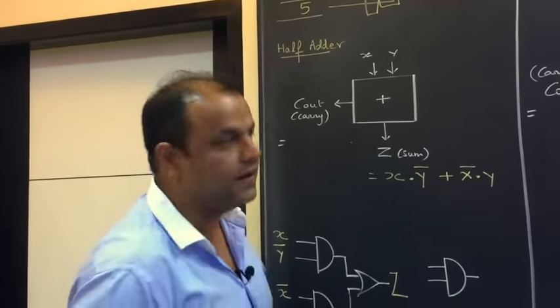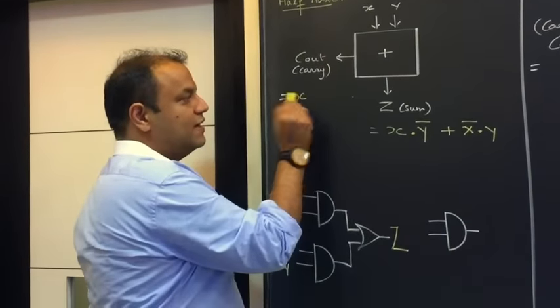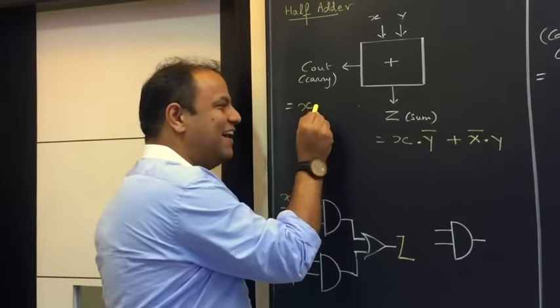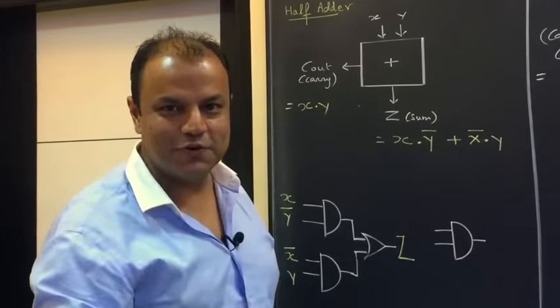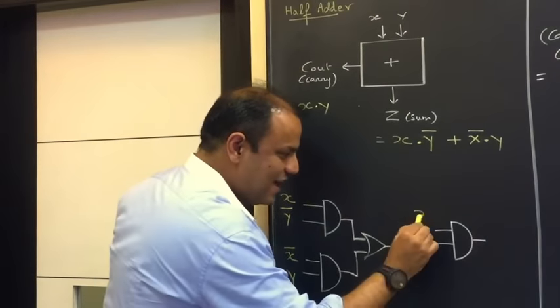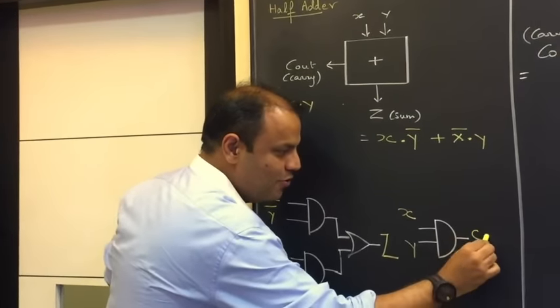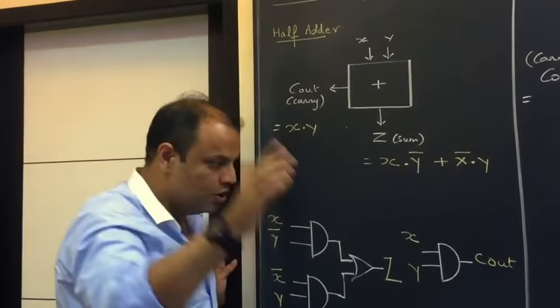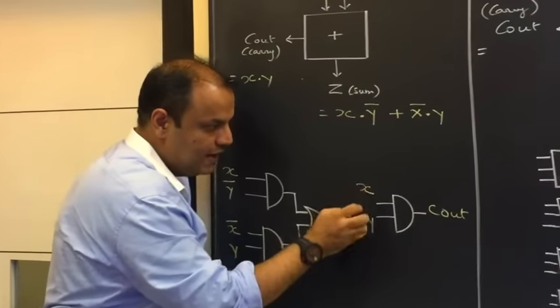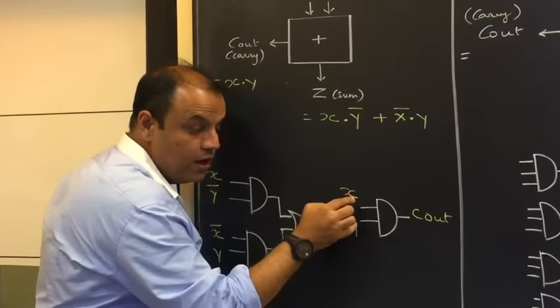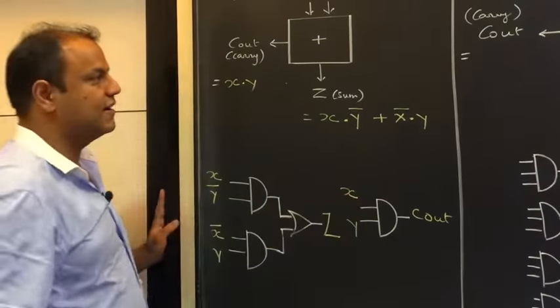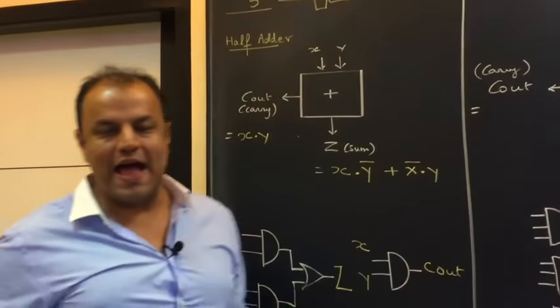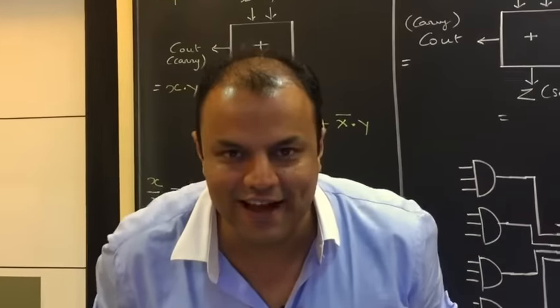Please tell me, did you understand this? Both of them should be 1. That means X should be 1 and Y should be 1. This is a circuit for the carry. X should be 1, Y should be 1, only then there will be a C out. No other condition. Both 0 will not give you a carry. Any one of them is 0, will not give you a carry. Both of them are 1 is the only case that can produce a carry. This was your adder. Did you understand the adder?